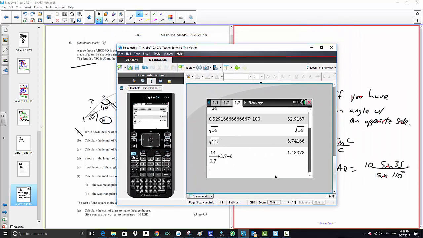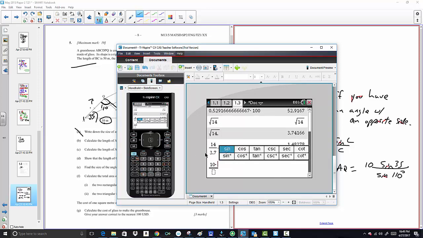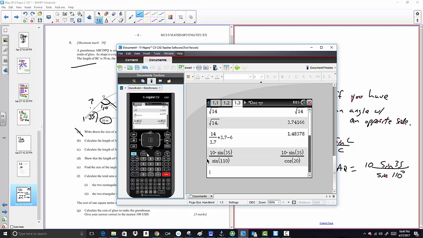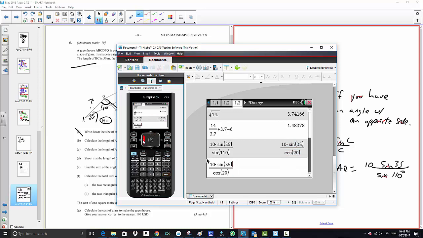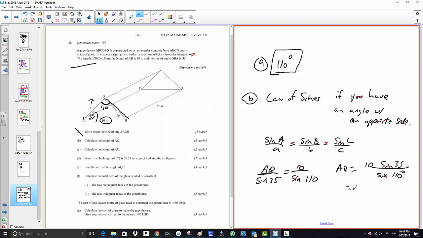Okay. So we're going to type this in. 10 times sine of 35, divided by the sine of 110, right? So that's really fantastic. It's doing that. Let's copy that. Let's put a decimal in here somewhere, like there. So it's going to be 6.10. So 6.10, that's what AQ is. That's what I'm going to say it is. So that's what this is. Let me erase this part.